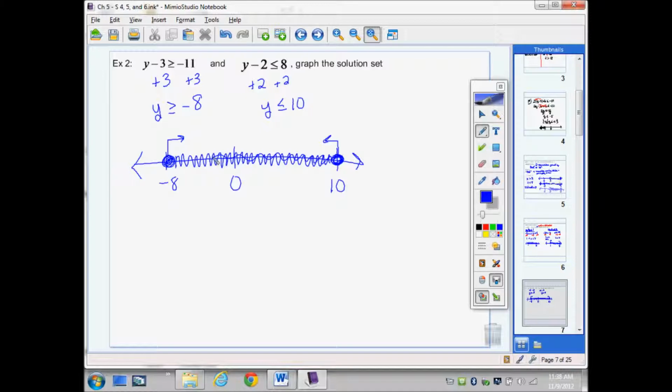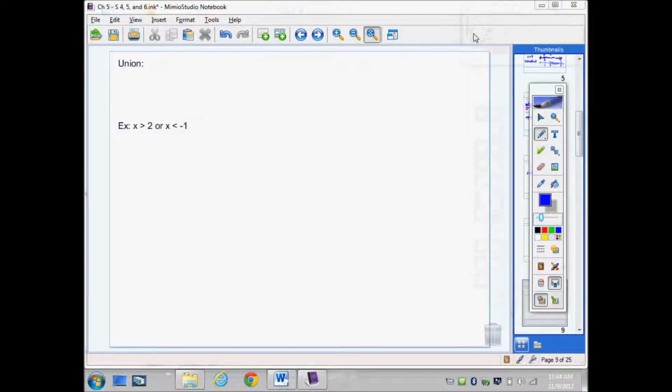Okay, so let's talk unions. Yeah, it was really expensive.